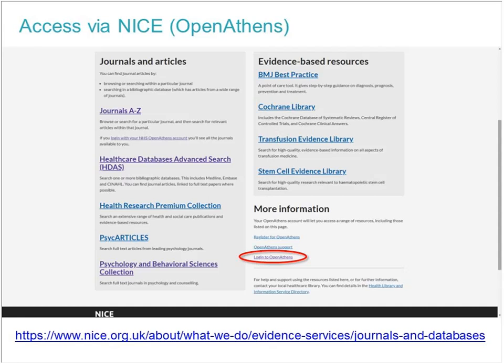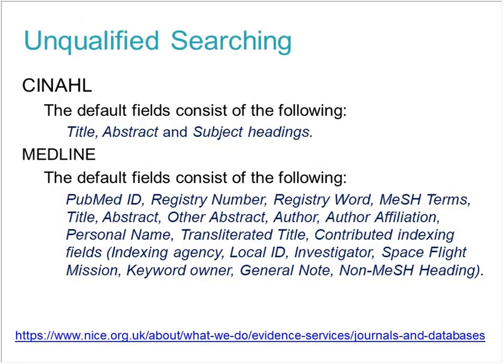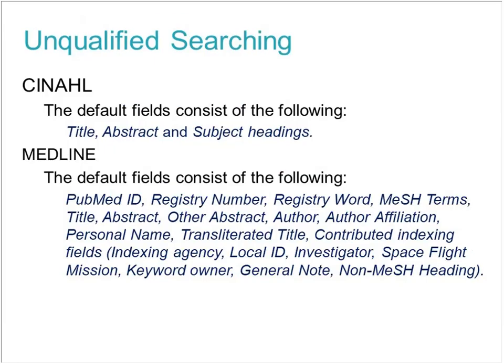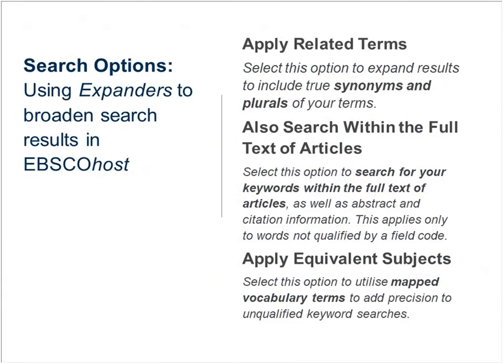So one thing to note here is that when you do run cross searches, and just to reiterate, of course, the default fields for searching for CINAHL are title, abstract, and subject headings. If you're searching Medline, it will also search through those additional fields automatically as well. We have these three options as well, by the way. So when you run a keyword or free text search, you can also use these expanders to expand the results in the results list.